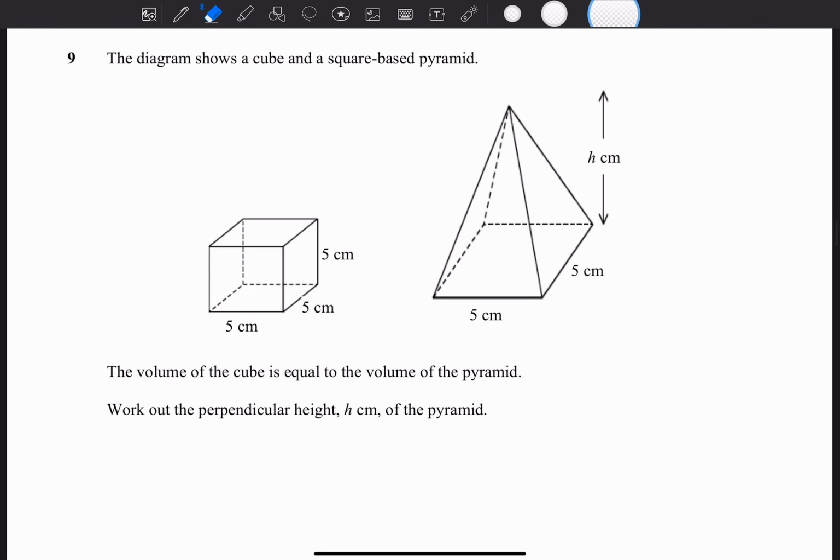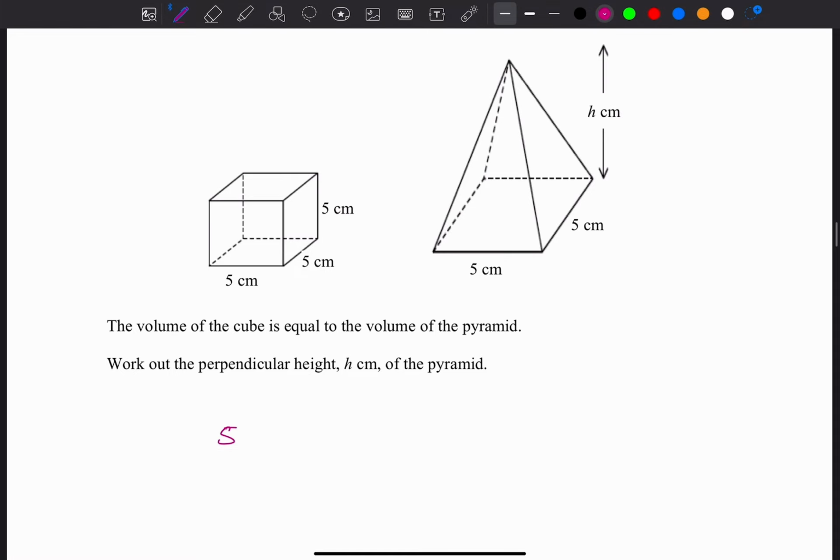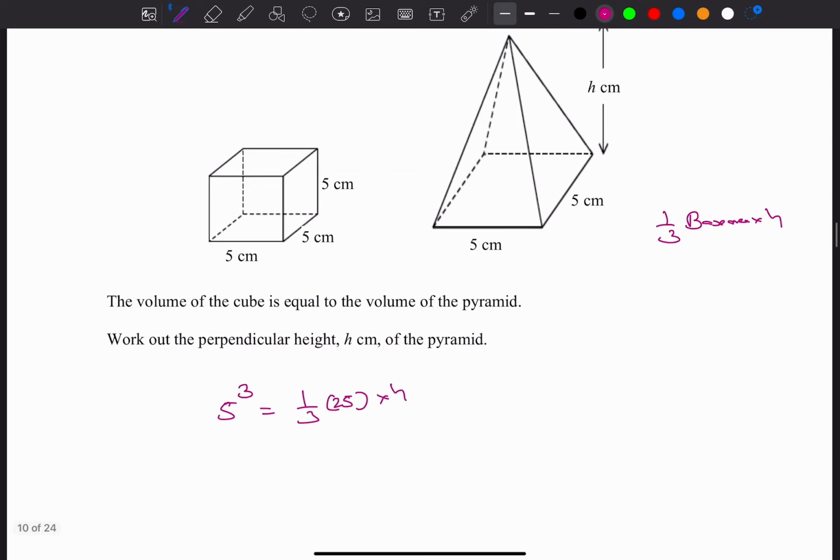The volume of the cube is equal to the volume of the pyramid. Cool. What is the volume of the cube? 5 times 5 times 5, 5 cubed. Equal to, what is the volume of the pyramid? You should know the formula: 1/3 base area times the height. What is the base area? It is 5 squared, because 5 times 5 is 5 squared, or you can say 25 if you want. 25 times the height.